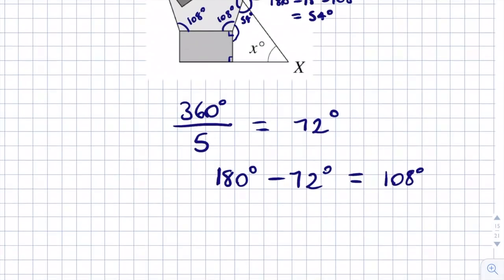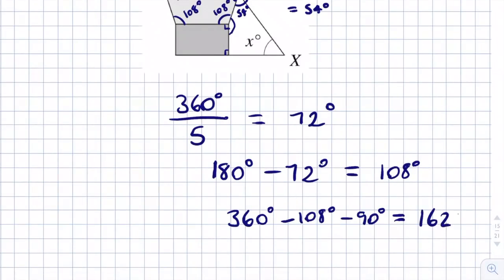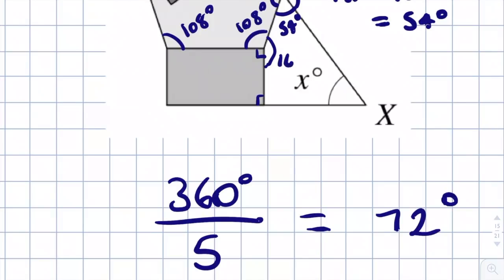So if I work it out here, we need to do 360, take away 108, take away 90. And that gives us an answer of 162. So this angle here is 162. And then this angle here is just going to be 90 degrees because it's on a straight line. The interior angle of the rectangle is 90 degrees. So that must also be a right angle there.